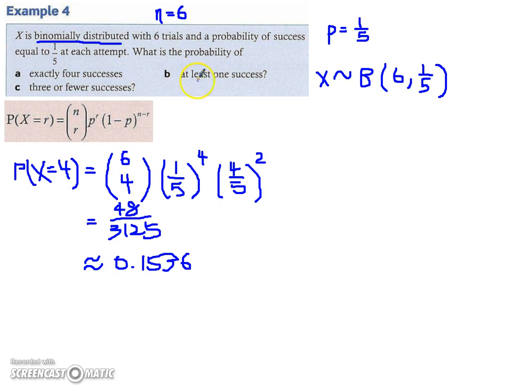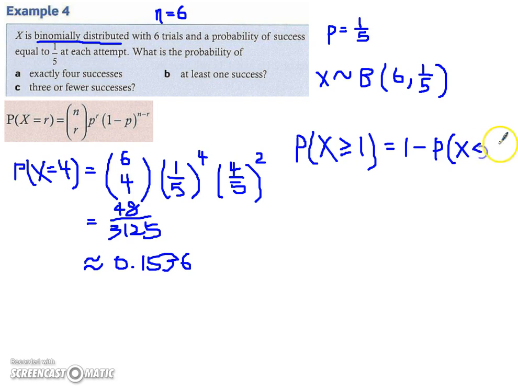Now for part B, at least 1 success. So another way of saying that is, what is the probability of at least 1? Which means 1 is okay, but we want anything that is bigger than or equal to 1. So we're trying to find that. Another way of saying this is, well, all of my probabilities have to add up to 1, and I want everything but this.